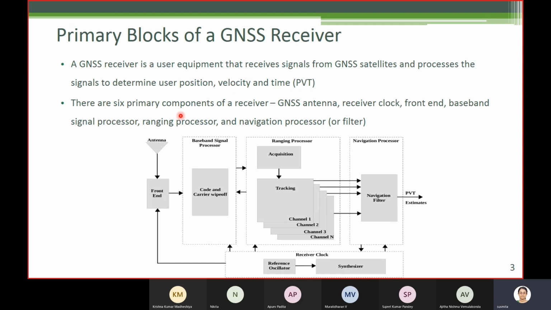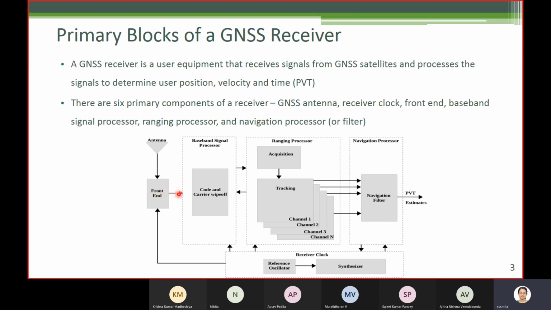There are basically 6 primary components of a receiver. Okay, this is the block diagram that shows all the primary components of a receiver. So this is the GNSS antenna, which is followed by the front end. I'll quickly tell you what each of these does, so do not worry about the terms now.